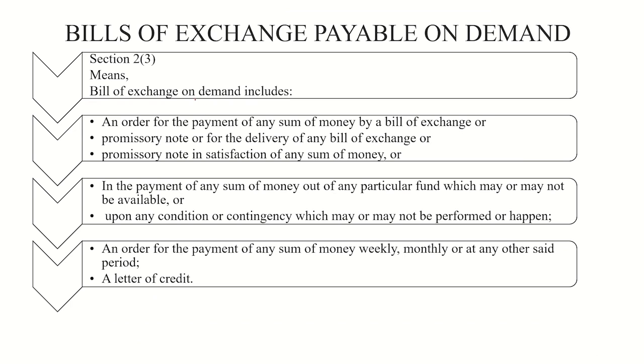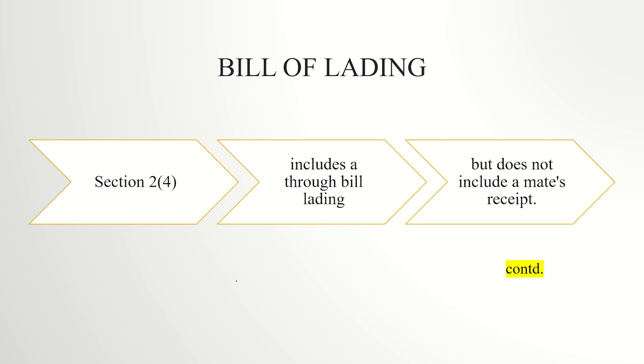It means bill of exchange, and bill of exchange on demand, which includes an order for payment of a sum of money by bill of exchange or promissory note in satisfaction of any sum of money. So this is what we have to know very, very clearly. It includes payment of any sum of money out of any particular fund which may or may not be available, upon any condition or contingency which may or may not be performed or which may happen, an order for the payment of any sum of money weekly, monthly or for a set period, or a letter of credit. So bill of exchange includes all these things. We just have to remember this.